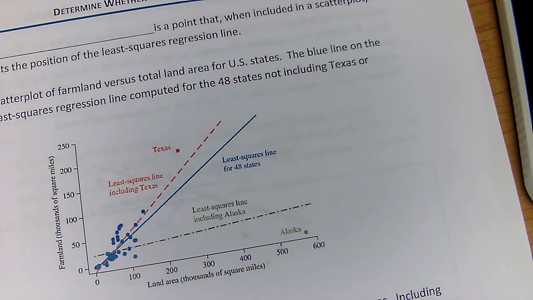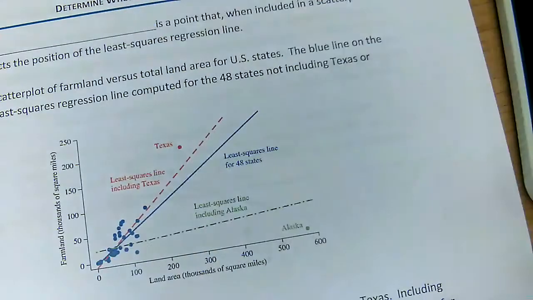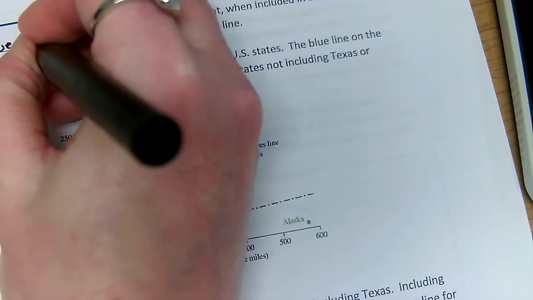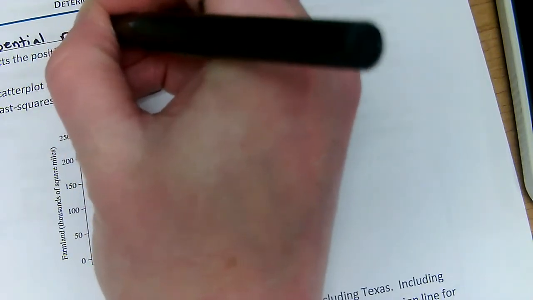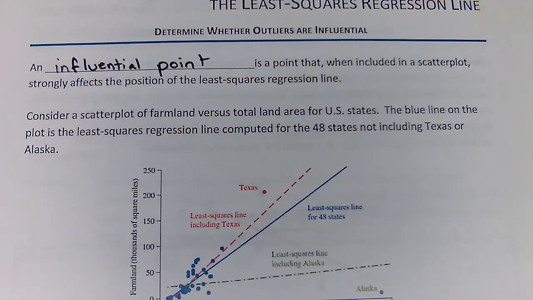Now, the next thing I want to talk about is an influential, uh-oh, this marker's dying. Let's switch. An influential point. Not an influential person, but an influential point. It is a point that when included in the scatter plot strongly affects the position of the least squares regression line. Think of it as kind of an outlier. It pulls the regression line when we include a point.